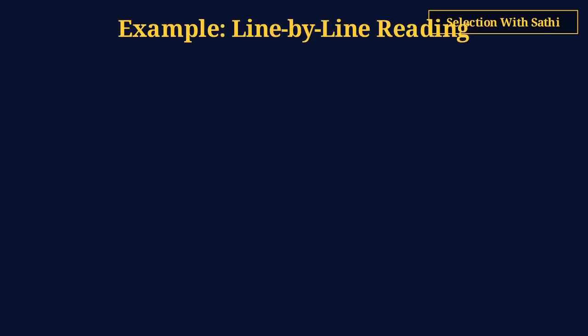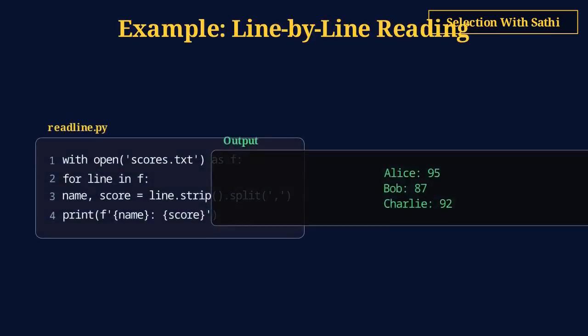Now writing to a file. We have a list of names, Alice, Bob, Charlie. Open names.txt in write mode with W. Loop through names and write each with a new line. The file now contains 3 lines, 1 name per line.